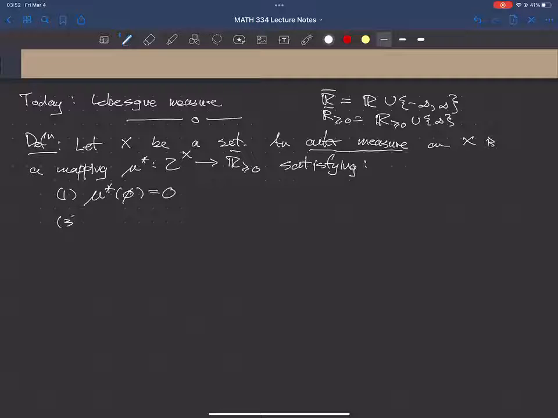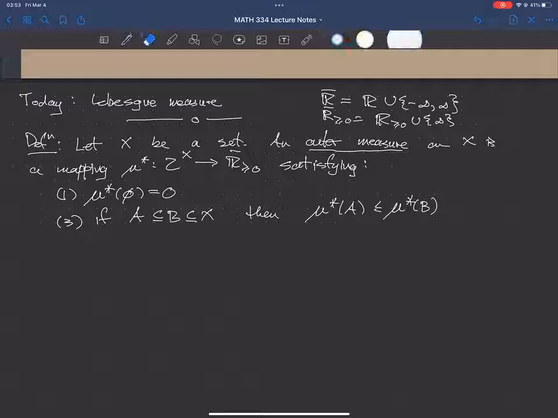The outer measure of the empty set should be 0. If A and B are subsets of X that are nested like so, then the outer measure of the smaller one is smaller. Oops, that's not 3, that's 2. Okay.